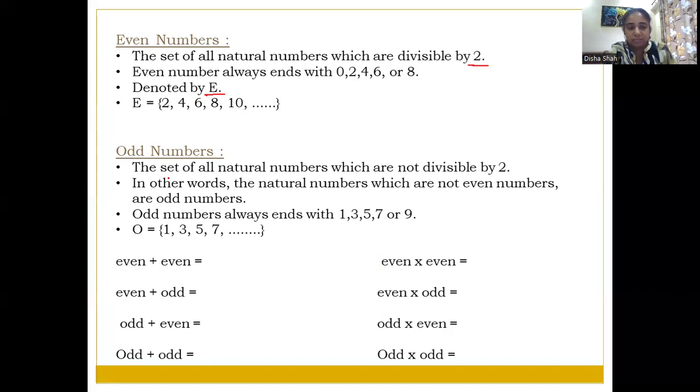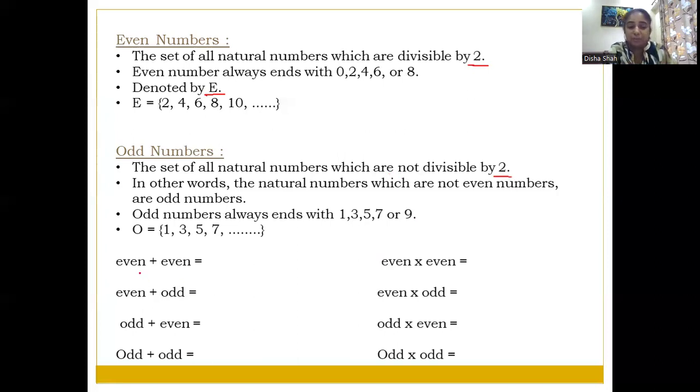Similarly, odd numbers, the set of natural numbers which are not divisible by 2. कोई भी नंबर को अगर आप 2 से डिवाइड नहीं कर पाते हो, then those numbers are called as odd numbers. So basically the numbers which are not even, those numbers are odd numbers. Odd numbers always end with 1, 3, 5, 7 or 9.